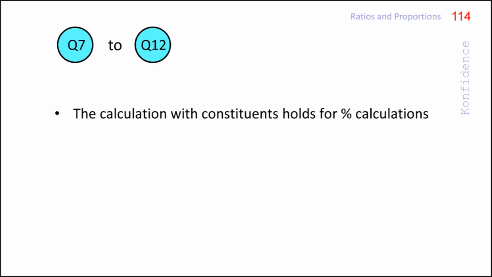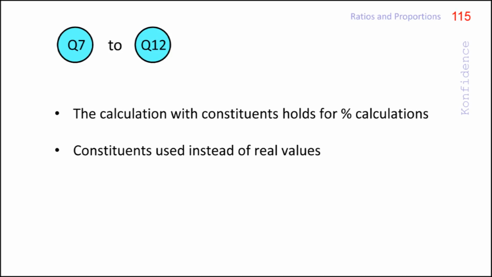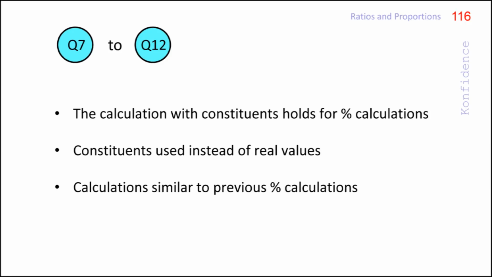What are the peculiarities that we can note here? The calculation with constituents holds for calculations based on percentages. The constituents can be used instead of the real values. The calculations are more or less same as the previous calculation of percentages. To find out the difference in percentages between two numbers represented by ratios, there is no need to calculate the real numbers or exact numbers. We can very well work with the constituents.